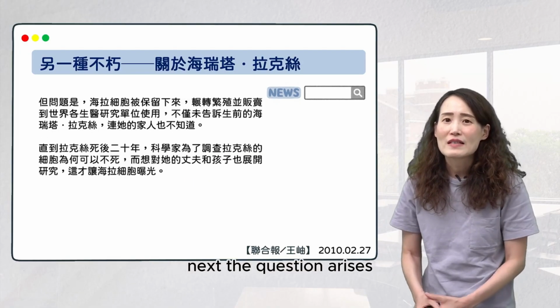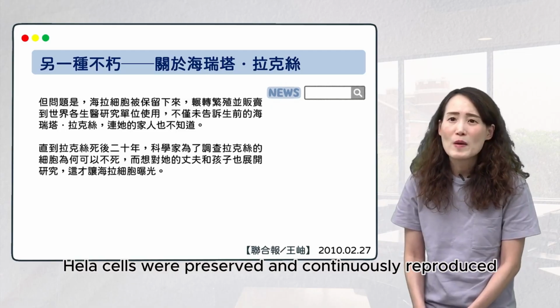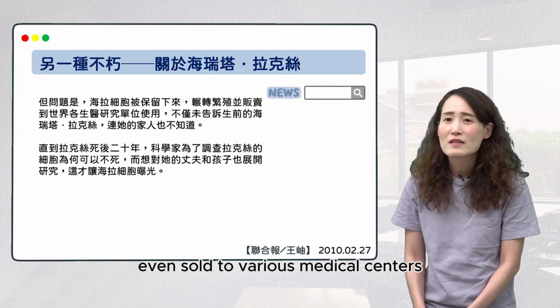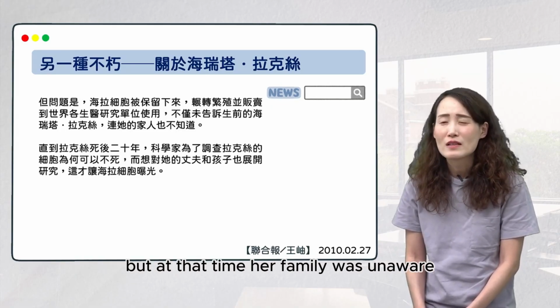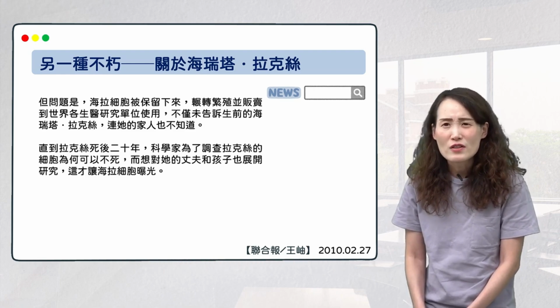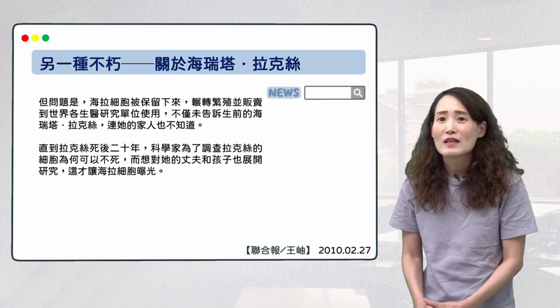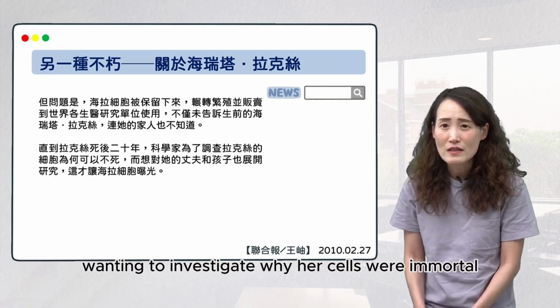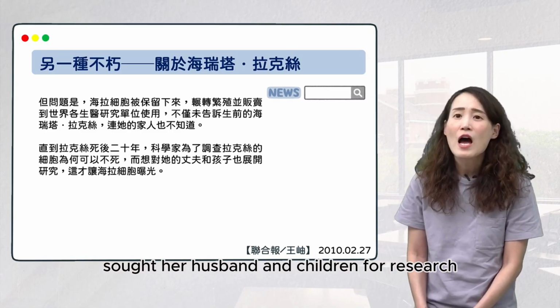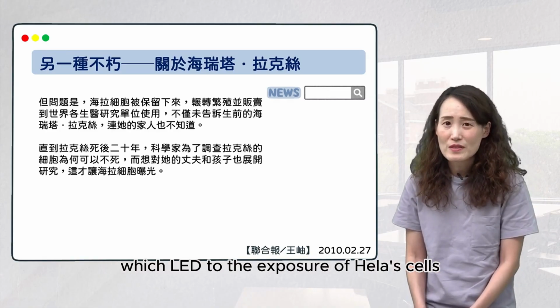Next, the question arises. HeLa cells were preserved and continuously reproduced, even sold to various medical centers, but at that time, her family was unaware. It wasn't until 20 years after Henrietta Lacks passed away that scientists, wanting to investigate why her cells were immortal, sought her husband and children for research, which led to the exposure of HeLa cells.